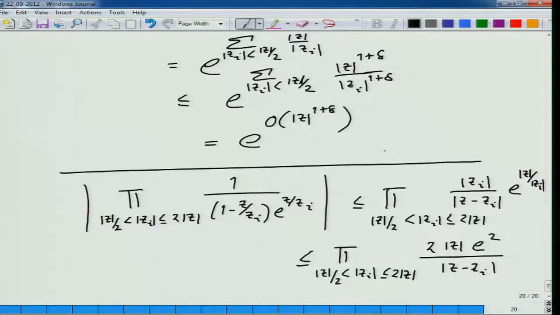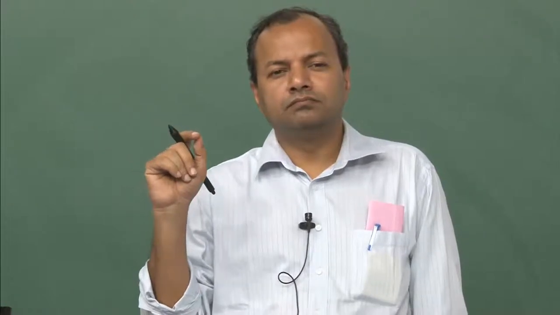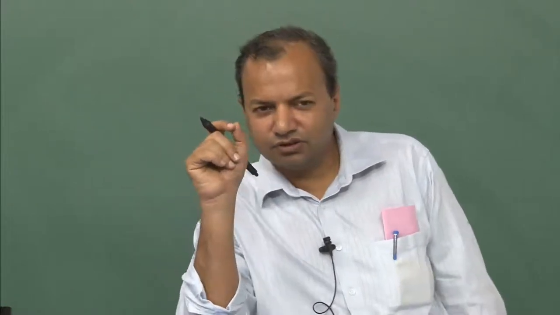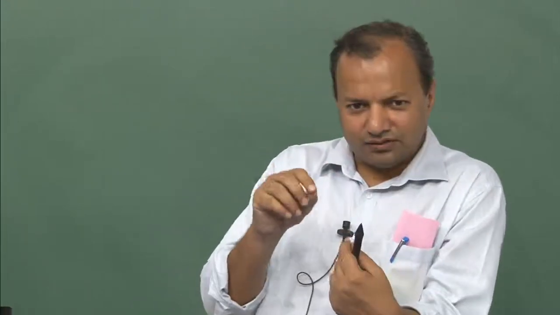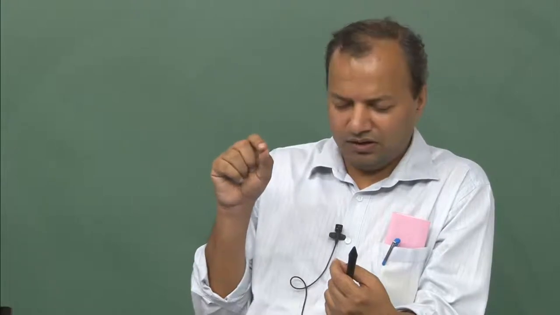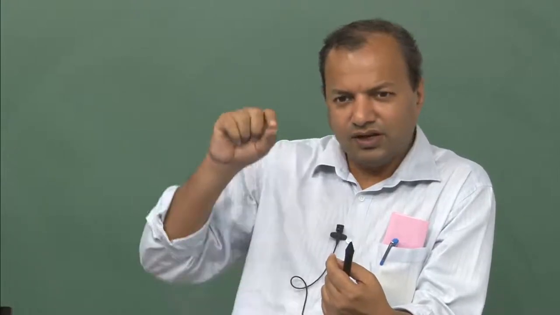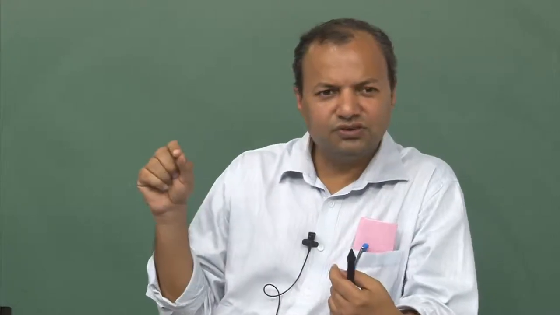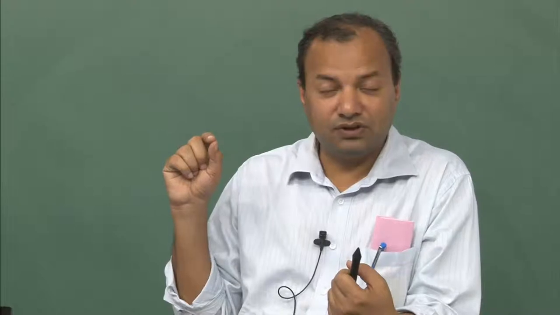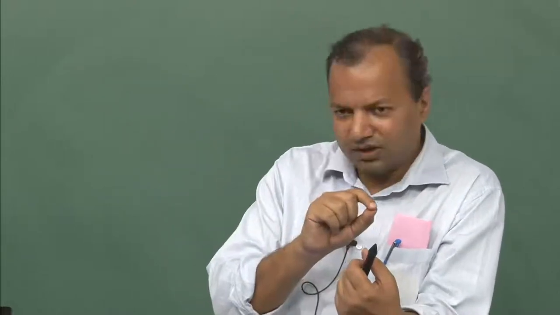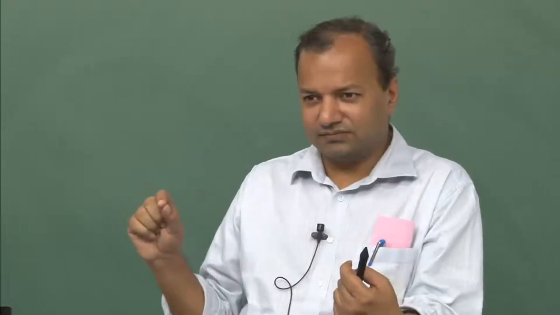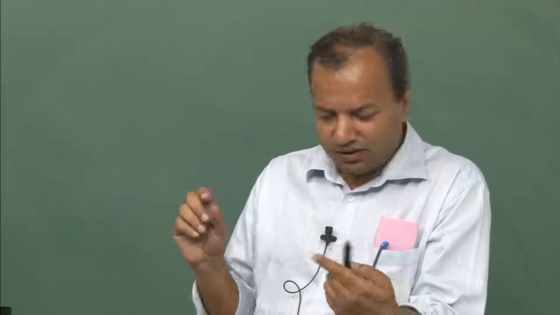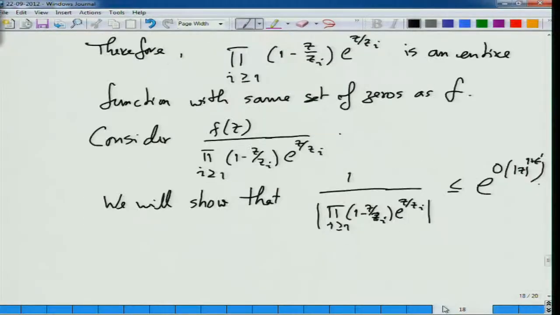But if you recall the proof of the nature of the entire function of order 1 without any zeros, in that proof that the function must be of the kind e to the a z plus b, what we used was that for infinitely many r's, the absolute value of f(z) at mod z equals r is bounded by e to the order r to the 1 plus epsilon. We did not require this property to hold for all r's. We only required it to hold for infinitely many r's. And that is what we are attempting to do here.